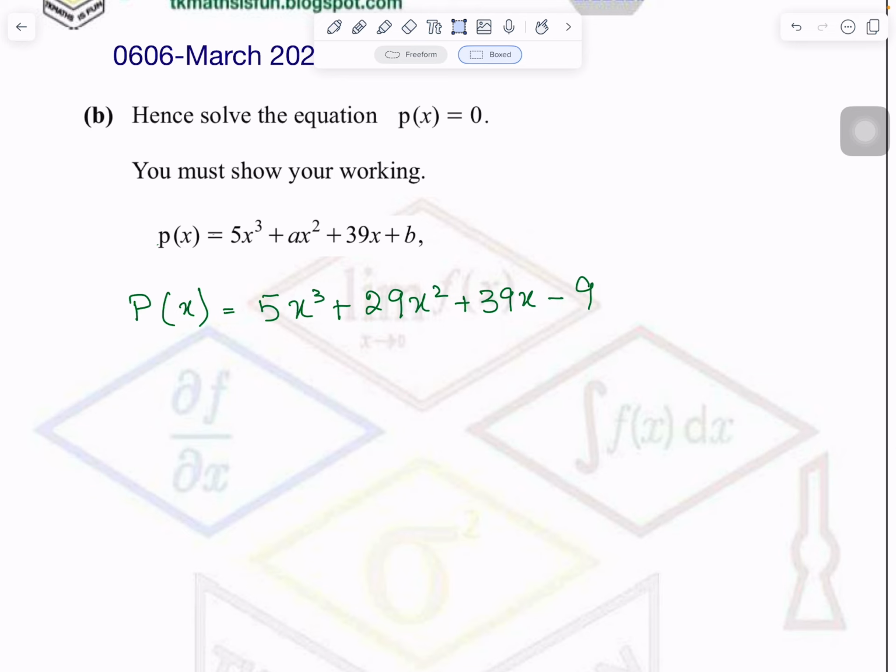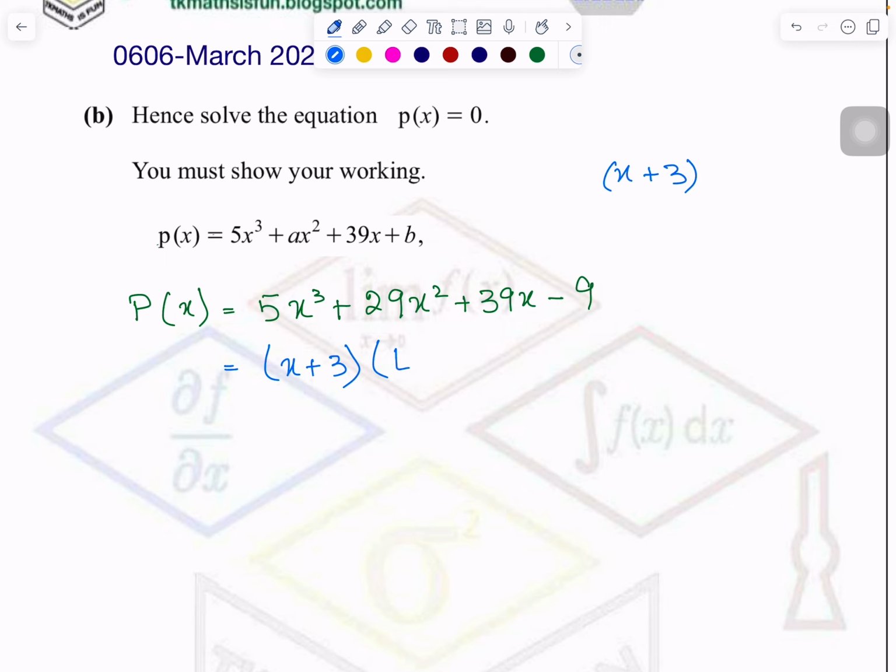The best way is to find a factor. In this question it is already given to us. What was the factor? X plus 3. So if I write P of X in factorized form, it will become x plus 3 and a quadratic equation, right? I don't want to use A and B because they are already used up here. So let me use any other letter.